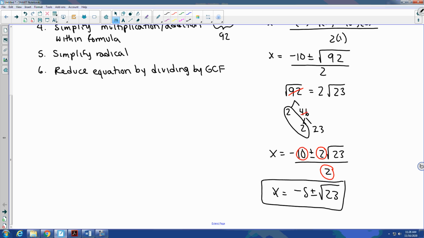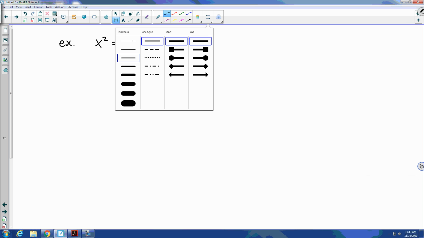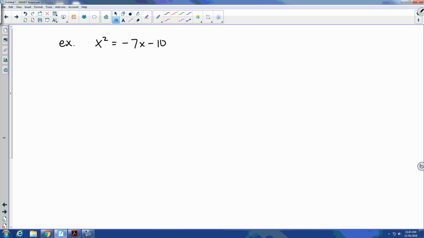So let's look at some other examples to hammer home how we use the quadratic formula. In this example, we want to solve this quadratic equation. We're going to use the quadratic formula. First step, set it equal to 0. This will allow us to properly identify A, B, and C. A is 1, B is 7, and C is 10.